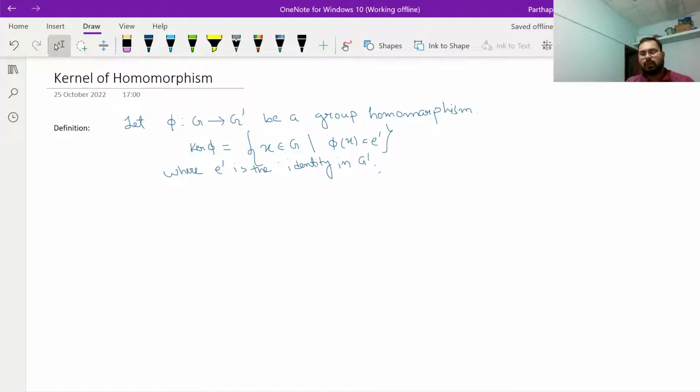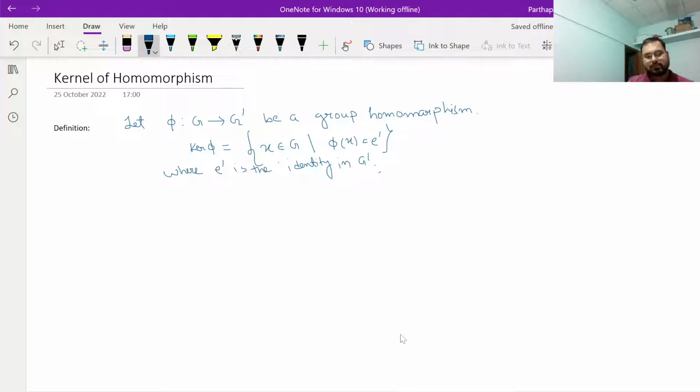Let us define. Let phi from G to G dash be a group homomorphism. Then the kernel of phi is defined as ker phi equal to those x belonging to G such that phi of x equals E dash. So what is E dash? E dash is the identity in G dash. Therefore, the kernel is the subset of the domain of the homomorphism which contains all those elements from the domain whose image is the identity in the codomain. That set is called the kernel of the homomorphism.